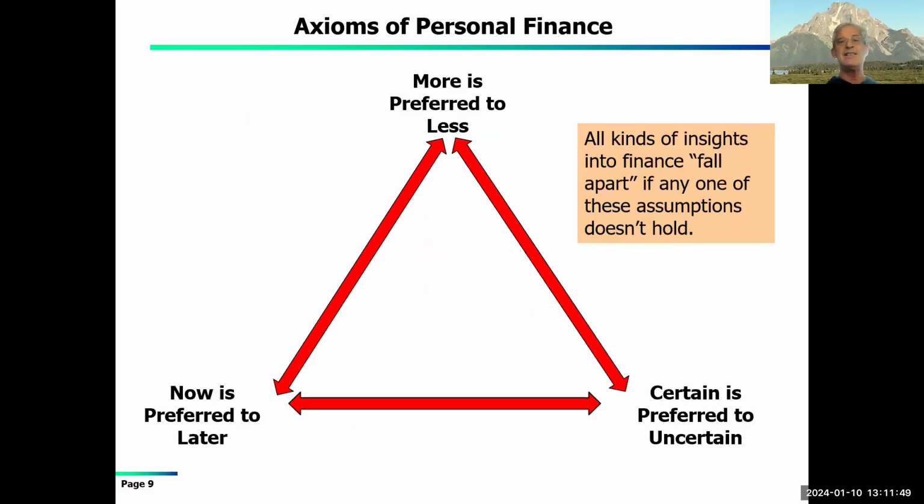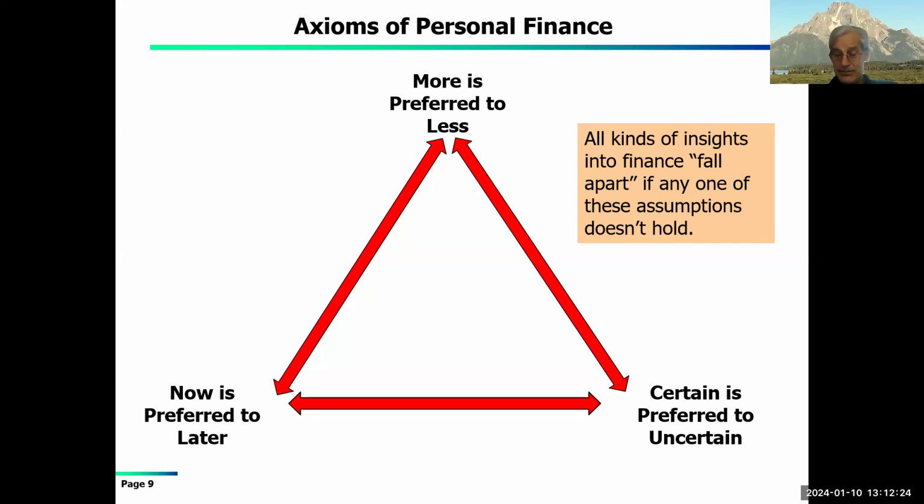So that leads us to this triangle. And this triangle are the three axioms that literally all finance is based on. And the first one is, and they're not terribly controversial, but they're worth thinking about, which is more is preferred to less. It's not terribly dramatic to say in the preference system of human beings, there is this widely held view that more is preferred to less.